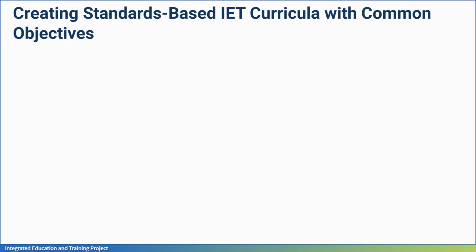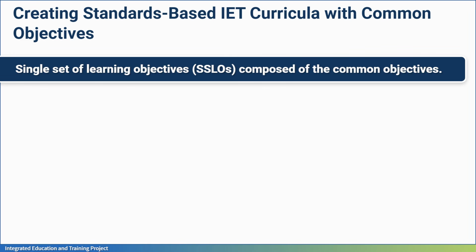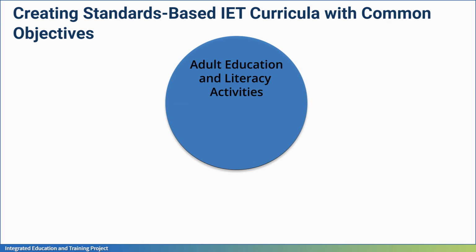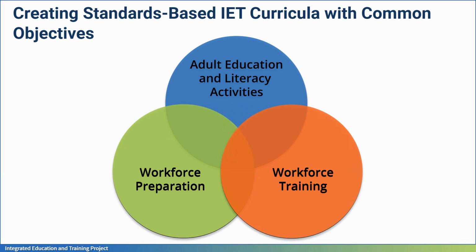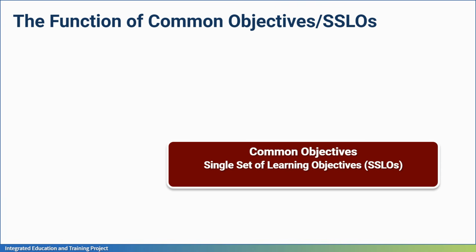An integrated education and training program has a single set of learning objectives, SSLOs, composed of the common objectives that identify the specific adult education content, workforce preparation activities, and workforce training competencies. These program activities are organized to function cooperatively so that the skills being taught are in the context of the future work. This set of common objectives between the adult education provider and occupational training provider is essential and required. We call this a single set of learning objectives, or SSLOs.